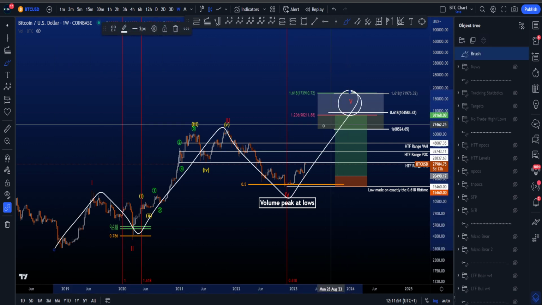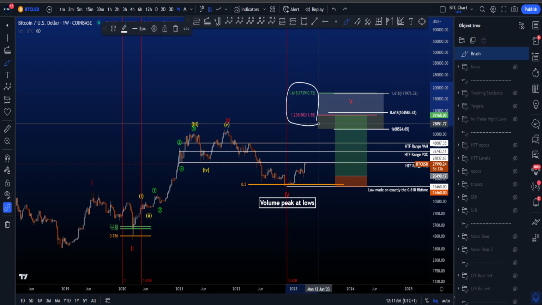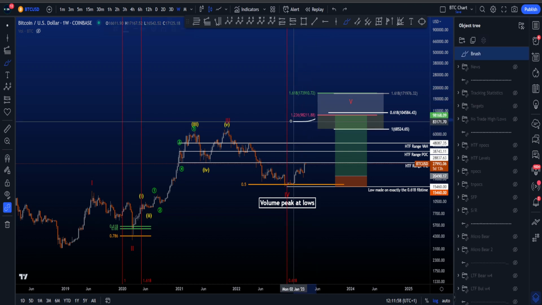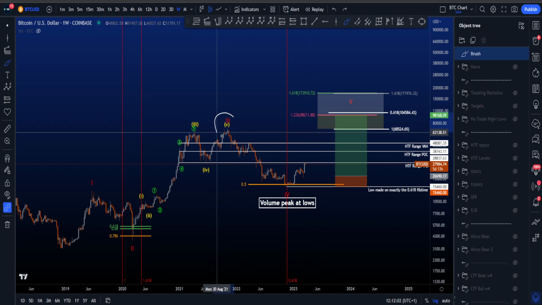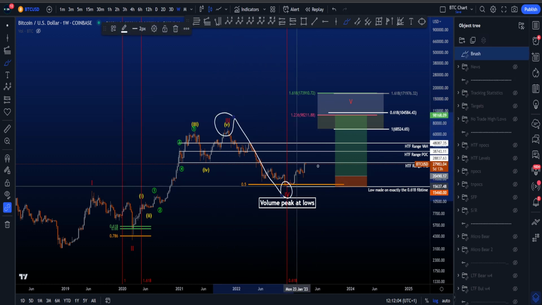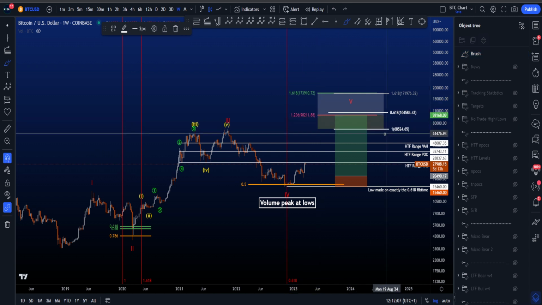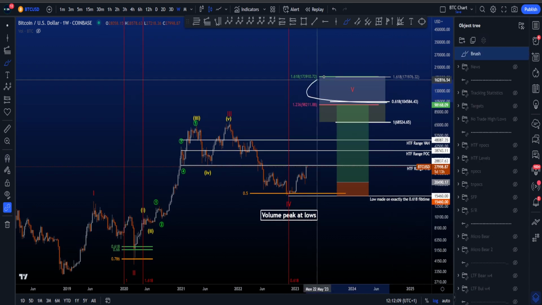looking for this wave 5 right now in between 98k and 174k, which basically is the 1.236 and the 1.618 Fibonacci's taken from the high of 3 to the low of 4, which is also the most common target for a wave 5, which is then the white box.